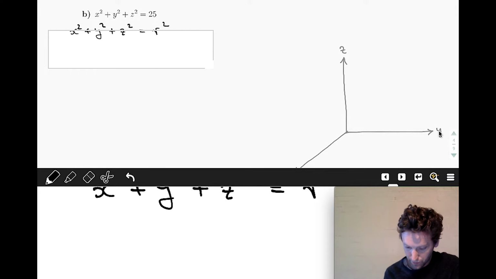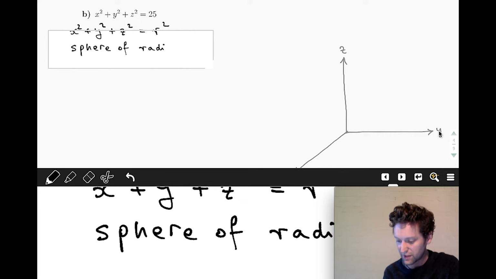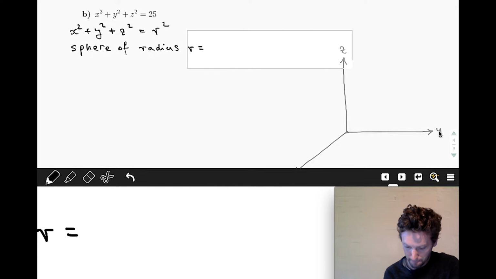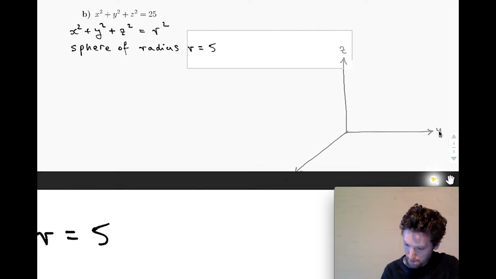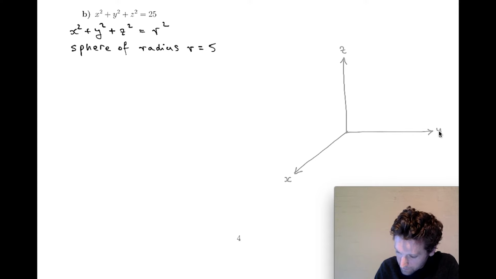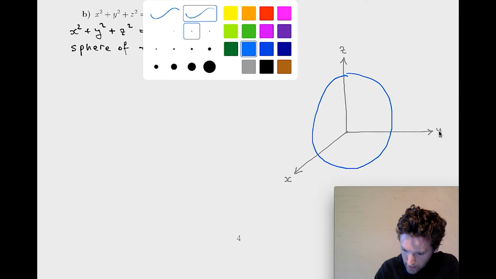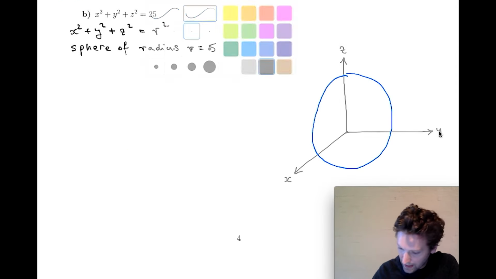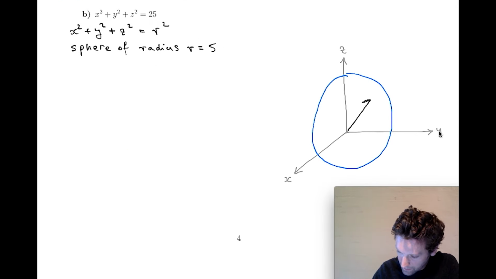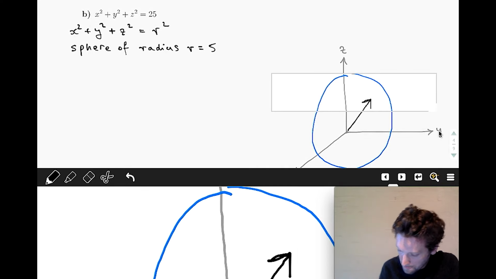So this is a sphere of radius 5. And it's a sphere that's centered on the origin. So let's draw what that looks like. And let's draw a little line to indicate that this has radius 5.